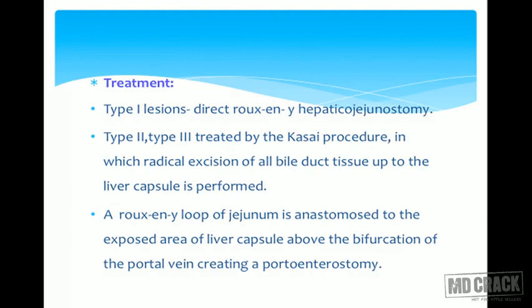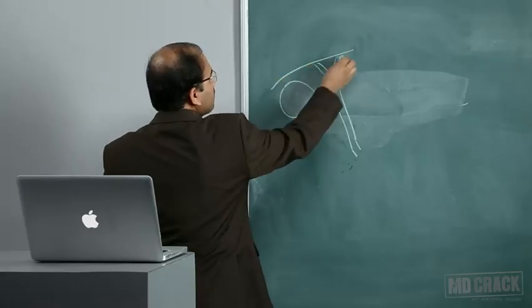Now we will see treatment. For type 1 lesions, direct Roux-en-Y hepaticojejunostomy can be done. For type 1 lesions where there is stenosis or atresia of the CBD, the common hepatic duct can be Roux-en-Y anastomosed with the small bowel. Type 2 and type 3 are treated by the Kasai procedure, in which radical excision of all bile duct tissues up to the liver capsule is performed. So if there is further obstruction or further atresia of the biliary tree, then the Kasai procedure is done.